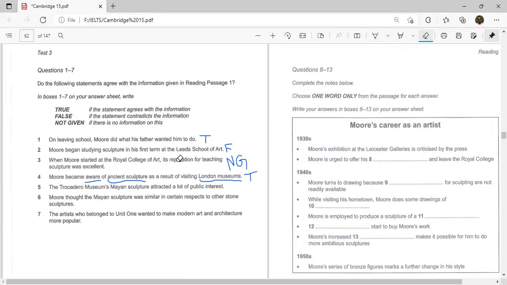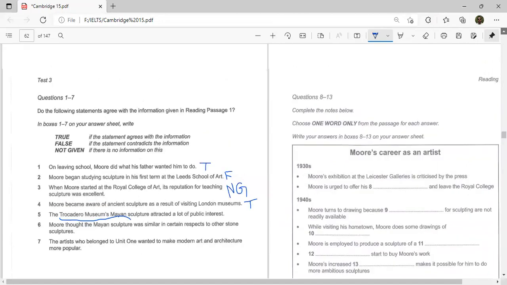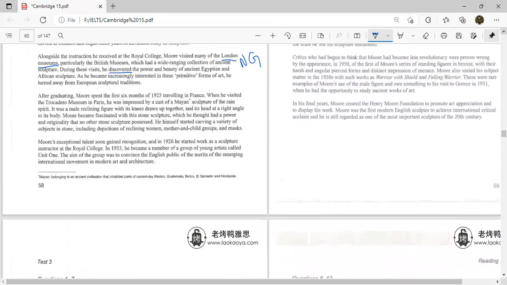The Trocadero Museum's Mayan sculpture attracted a lot of public interest. The name of the sculptor is the keyword. Trocadero Museum, Mayan, attracted a lot of public interest. Public interest. So, the Trocadero Museum's Mayan sculpture attracted a lot of public interest. Yes, sir. All right, here.